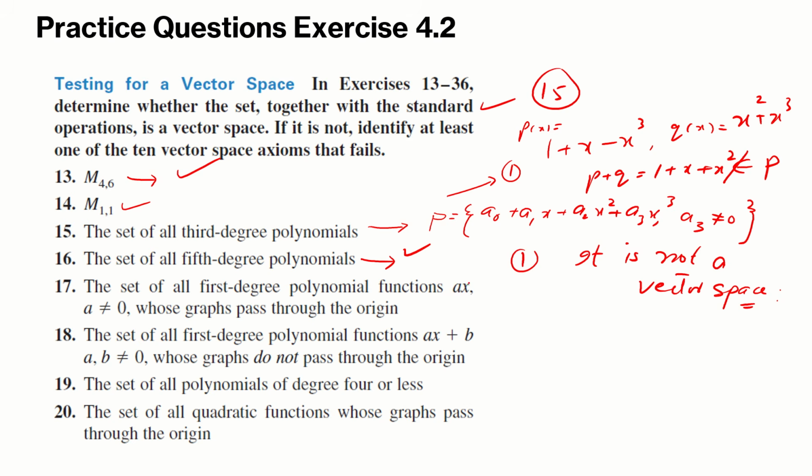Right? So we are having all polynomials whose graph is passing through the origin. So this is forming a vector space. So you can check it. The set of all first degree polynomial functions ax plus b whose graph don't pass through the origin. It means b is not equal to 0. This is again question number 18.